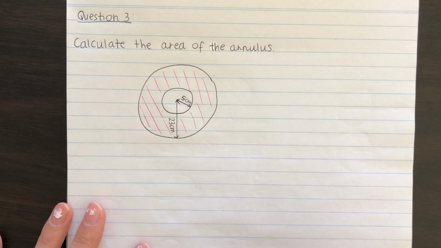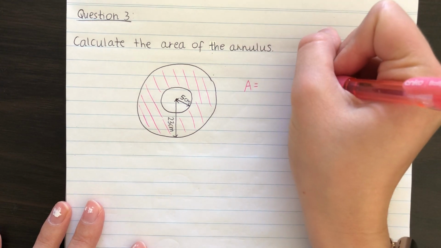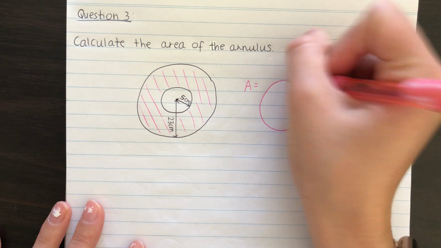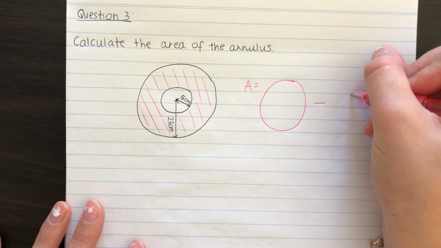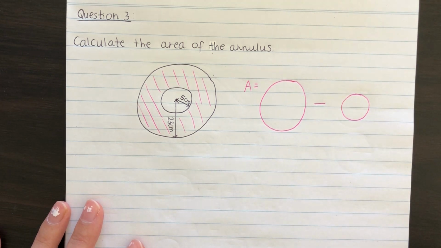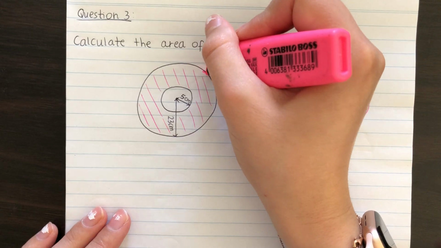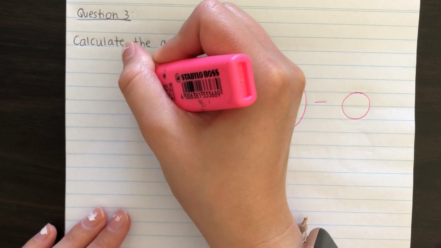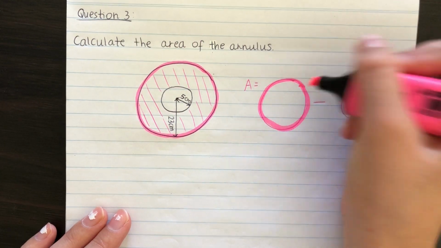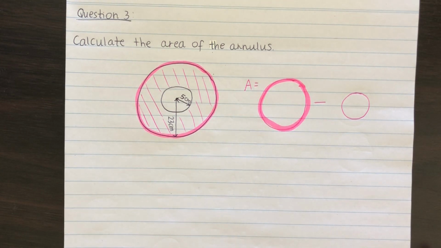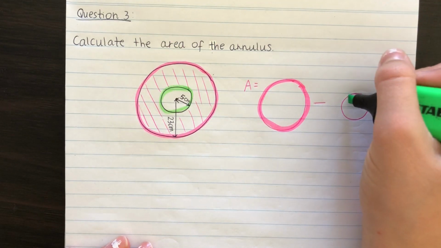Now the formula for this is area equals the big outside circle minus the smaller inside circle. Okay, so to make it easier for you guys, I'll actually highlight around the border so I'm sure that you know which circle I'm talking about. Do pink and green.